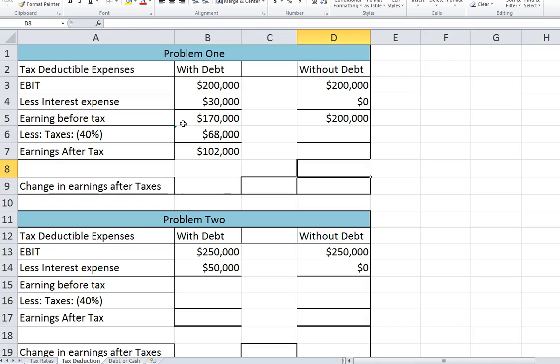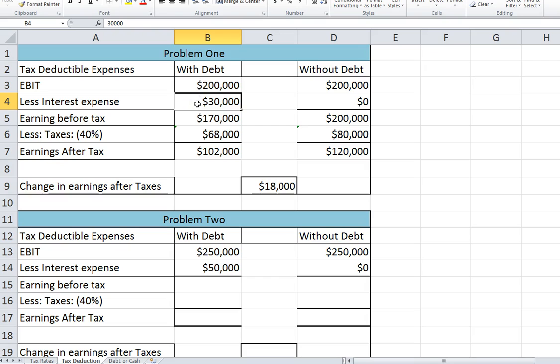Now, in a situation where I have no debt, my earnings before tax will be higher. So with my taxes at that same 40%, I'm going to pay more in taxes, so my earnings after tax are going to be less. The change in after-tax earnings would be $18,000. So what happened here is one company has debt, one company doesn't.